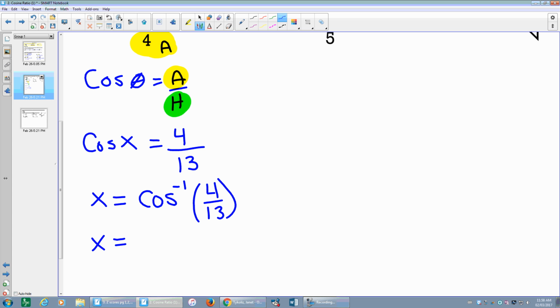So remember, you hit the second function or your shift button, cos, then you put bracket 4 divided by 13, bracket equals, and this is talking about a degree, so we're going to round to the nearest degree, and you should get 72 degrees. Again, if you're having difficulties with this, ask a friend. They should be able to help you out.